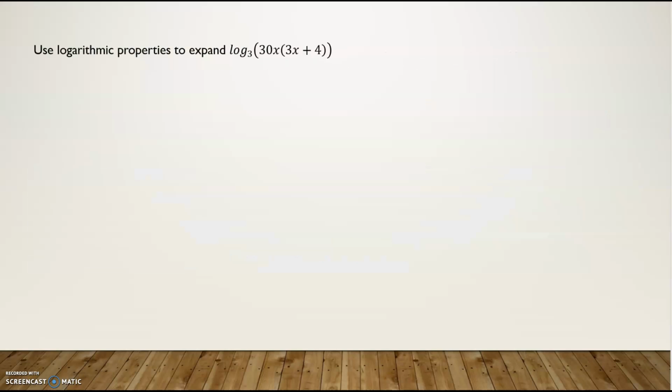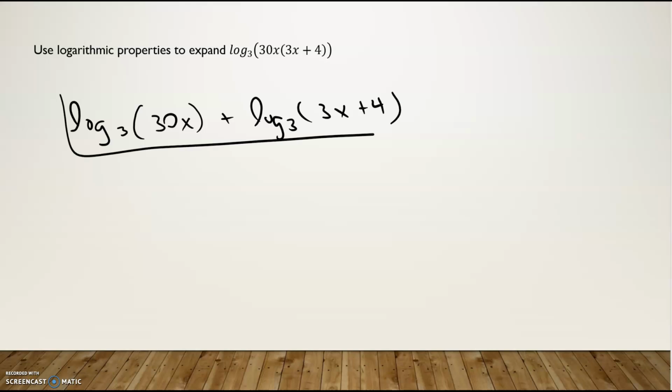Okay? Now let's look at this one right here. Notice I've got log base 3 of 30x times 3x plus 4. So I'm going to separate those out into log base 3 of 30x plus log base 3 of 3x plus 4. And that's it. So we expanded this log right here to this.